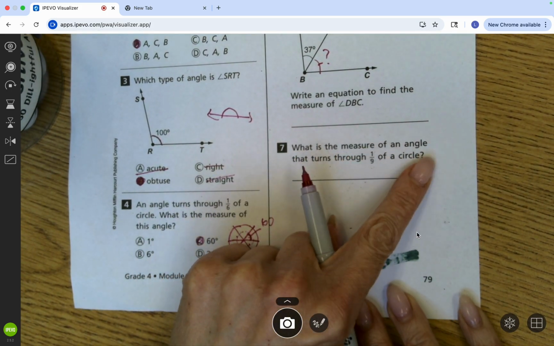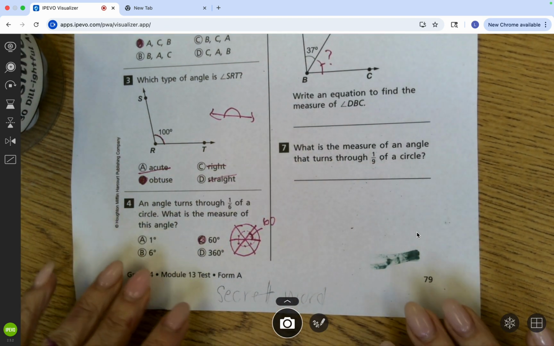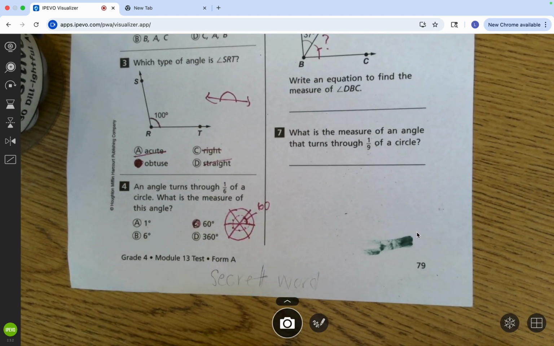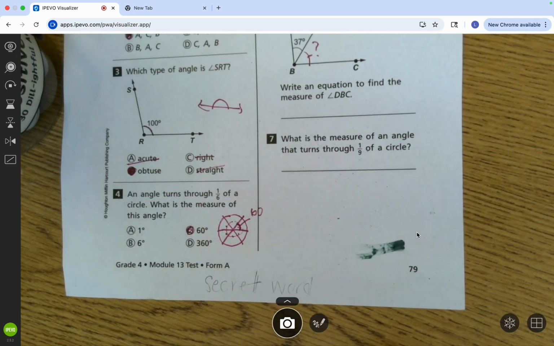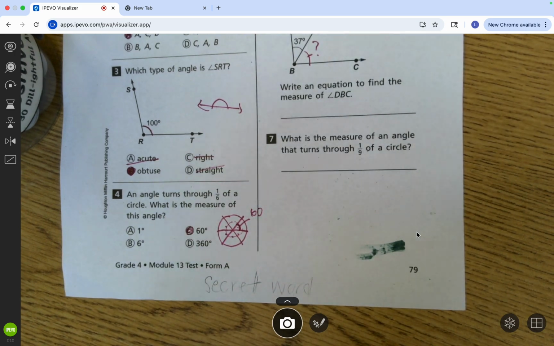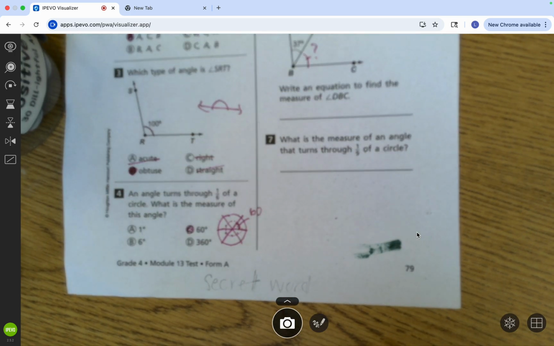All right, number 7. What is the measure of an angle that turns through 1/9 of a circle? Very similar to what we did here, except it's not multiple choice. So we got to think, how many degrees are in a full circle? Then we need to find 1/9 of that circle. I'm going to give you a hint. You're going to need to divide, okay?